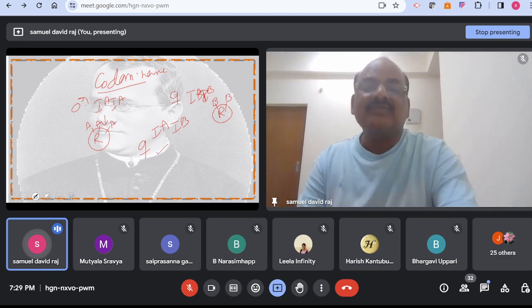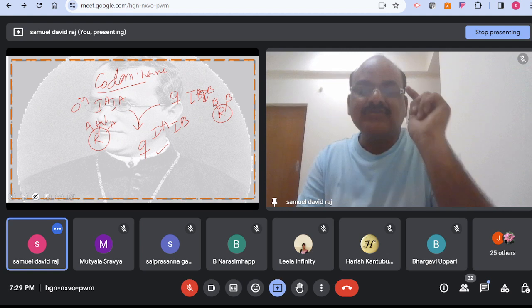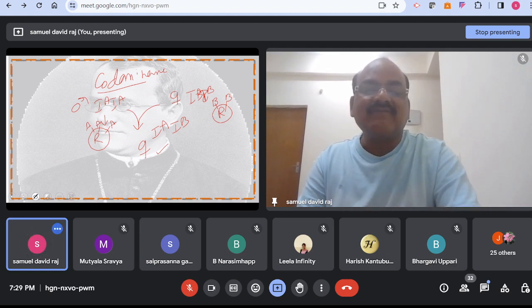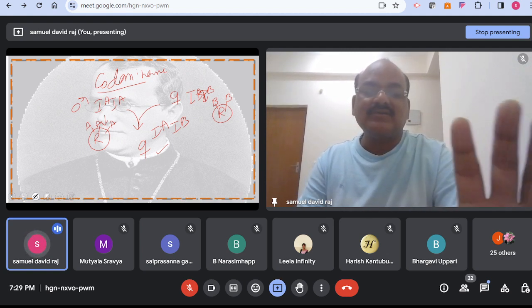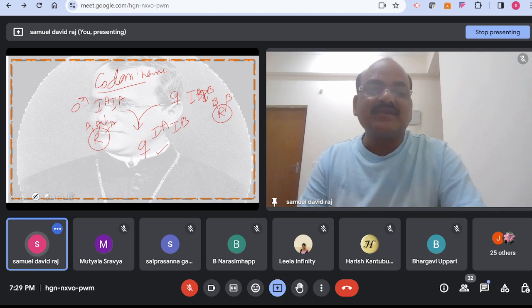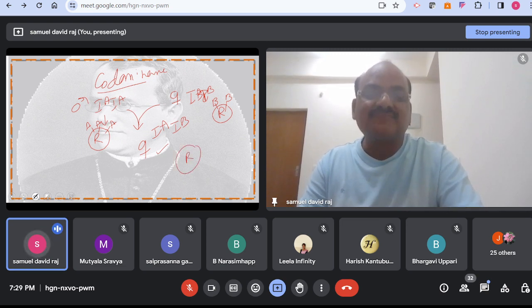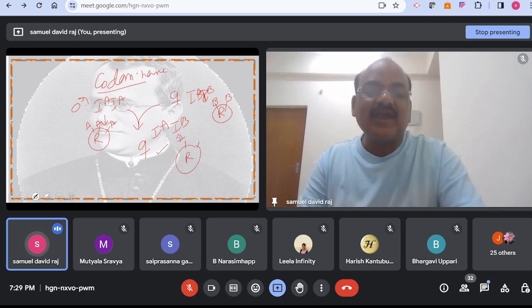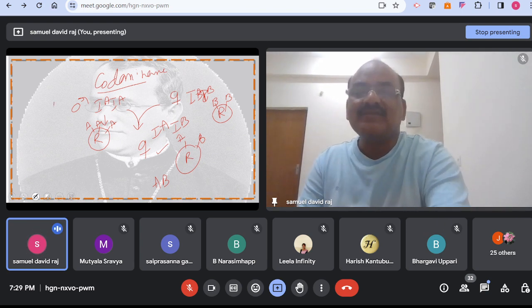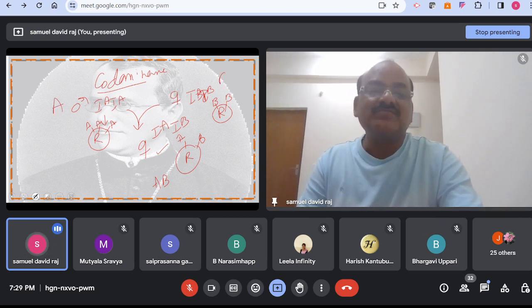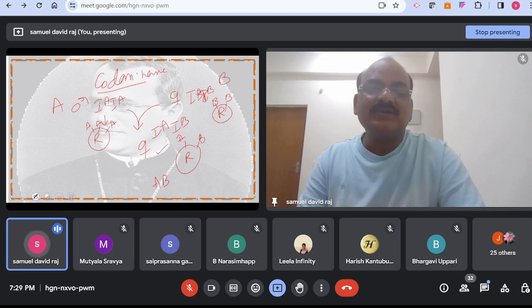whereas the child which is having IAIB genotype has on the surface of RBC both A antigen as well as B antigen. Hence, her or his blood group is said to be AB blood group. So, father is said to be A group, mother is said to be B group, and both are homozygous. They gave rise to a heterozygous child, which is AB group.